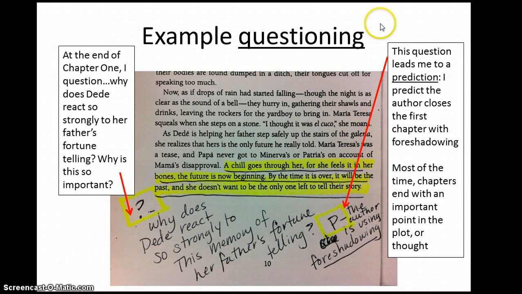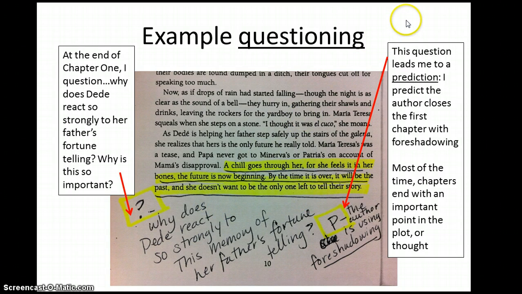Here's an example of how you can annotate in The Time of the Butterflies using your own questioning. My question here at the end of chapter 1 is, why does Dede react so strongly to her father's fortune telling? Why is this so important? I'm not quite sure yet because I haven't read the whole story, but I mark this with a question mark and then annotate my question at the bottom. What you will be doing, if you do not own your own books, is writing what you see here on post-it notes and putting them onto the pages.